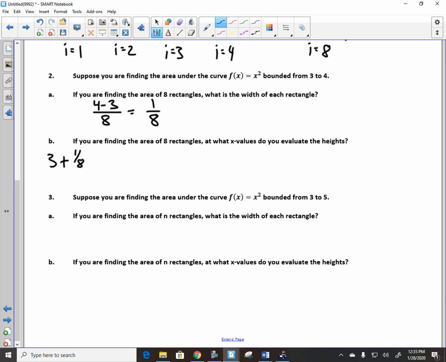You're starting at 3. You go over 1 width. Where's your next spot going to be? 3 plus 2/8, or 3 plus 2 times an eighth. Where's going to be your next one? 3 plus 3 times an eighth. All the way until you get to 3 plus how many total rectangles?